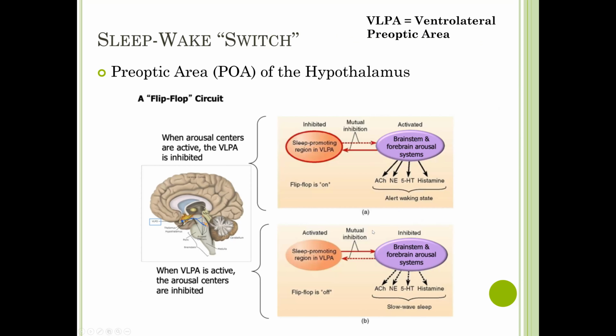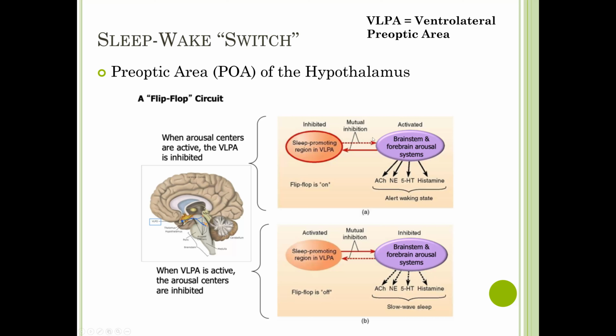And then I mentioned this in chapter 14, but there's an area of the hypothalamus called the preoptic area. A lot of times when you look at diagrams like this, you'll see it also referred to as the VLPA or VLPO, which is the ventrolateral preoptic area. And this is an area within the hypothalamus that serves as like a sleep switch.